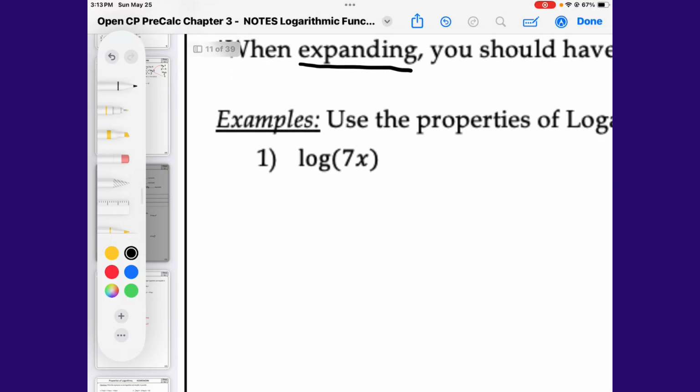All right, so here we have log base 10 of 7 multiplied by x. So we're going to turn this into 2 logs, one for each one of those parts: log base 10 of 7, because it's multiplication, it turns into addition, plus log base 10 of x. The base is going to stay the same. We're just splitting up what we're finding the log of.